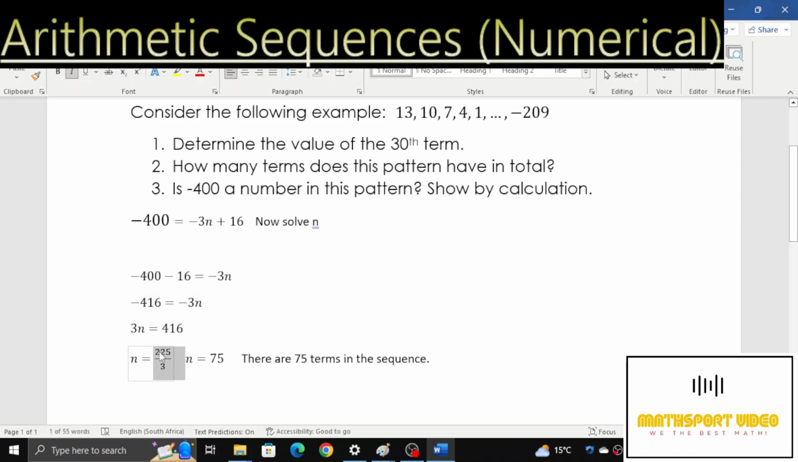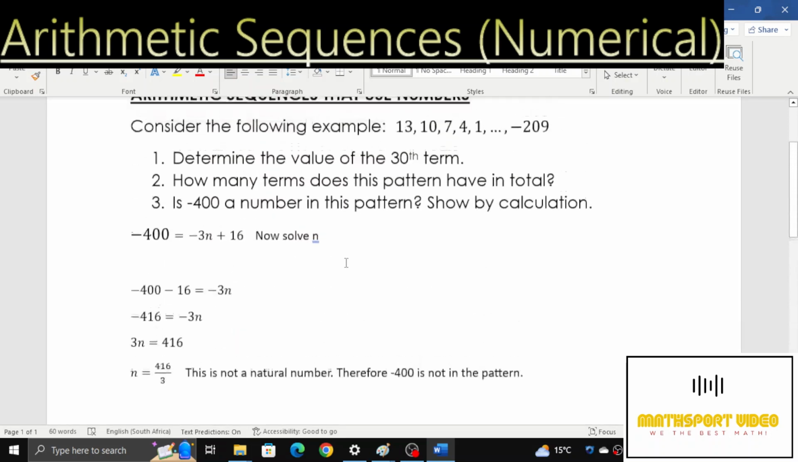But this time, when you try to divide 416 by 3, you do not get a natural number. If you remember in the previous video that I did, what that means is that negative 400 is, of course, not a number in the pattern. So this is not a natural number, and so you say, therefore, negative 400 is not in the pattern.